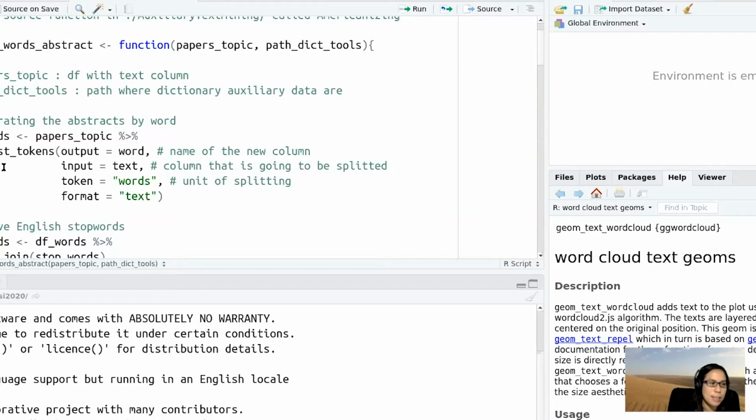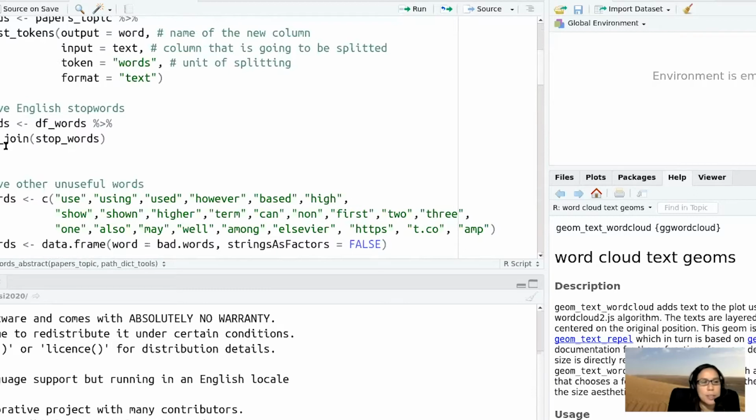So I use the function unnest tokens, and I say, okay, I want to get a data frame with a column called word. What I want to separate, so the input, is going to be text. And the token, the type of unit in which I want to separate, are the words, and the format is text. So I use that to separate the text by word. Then I use this function, anti-join stop words, to remove all the English, non-informative, redundant words. So this is an advantage to analyzing text in English, that there are so many tools to analyze text in English. So I use this function to remove English stop words.